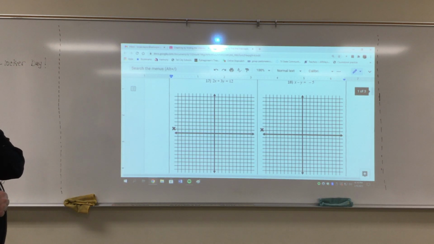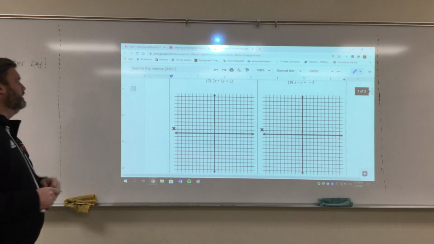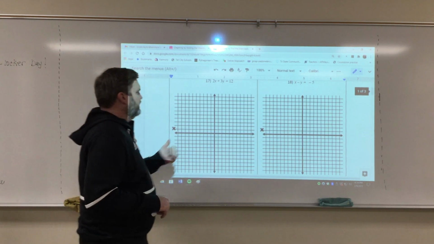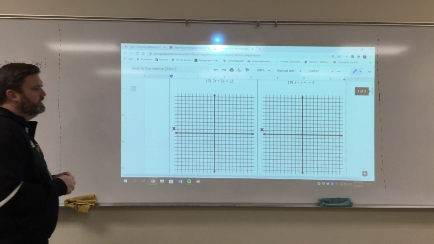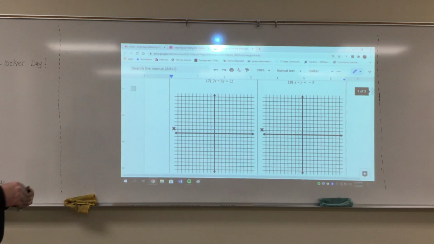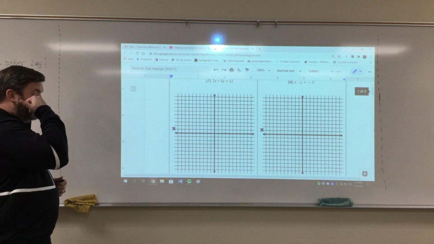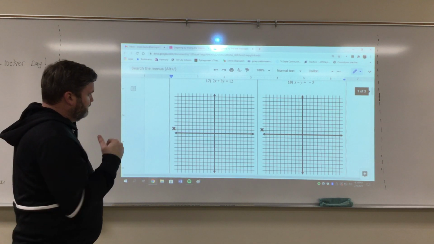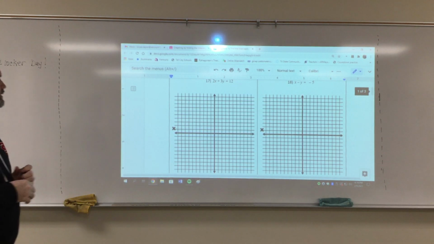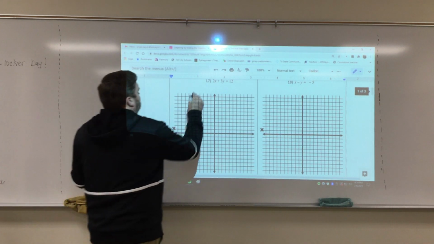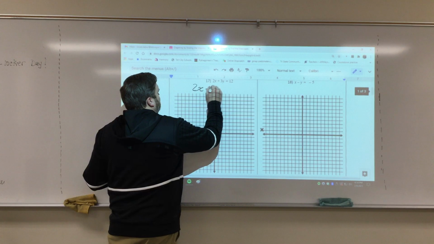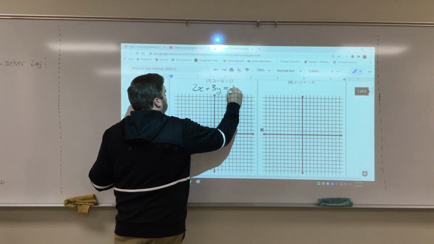If I have you 3rd or 5th period, there's a couple of them on here that I didn't get a chance to do examples of. I did in 6th and 7th period, so 3rd and 5th period people especially pay attention. I think there's one on each page here. So, all right. So this one says 2x plus 3y is equal to 12.